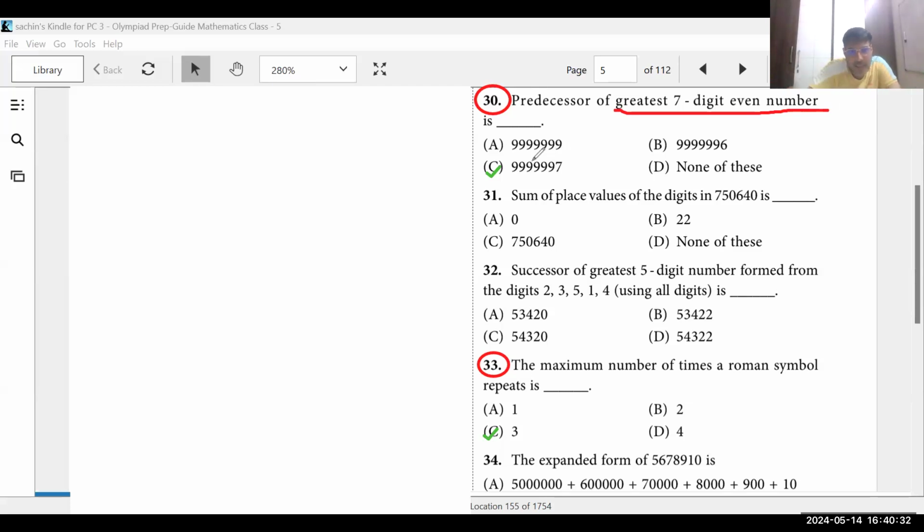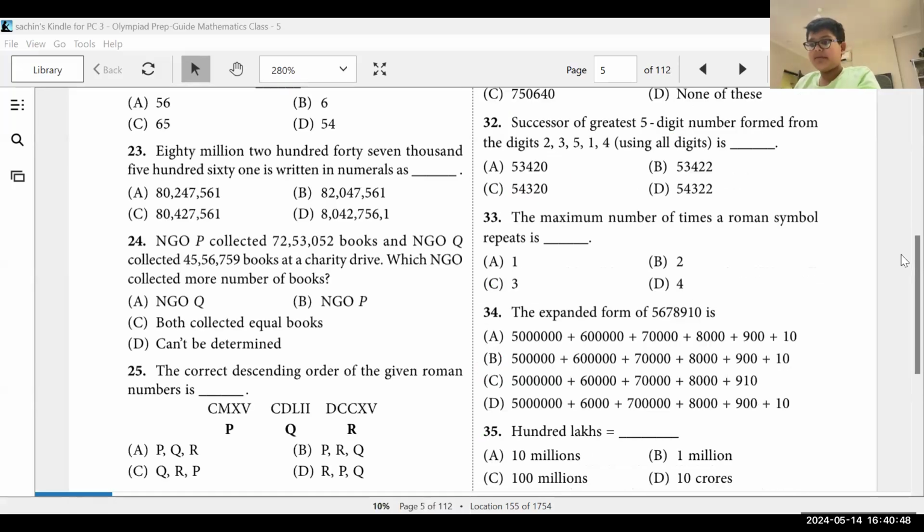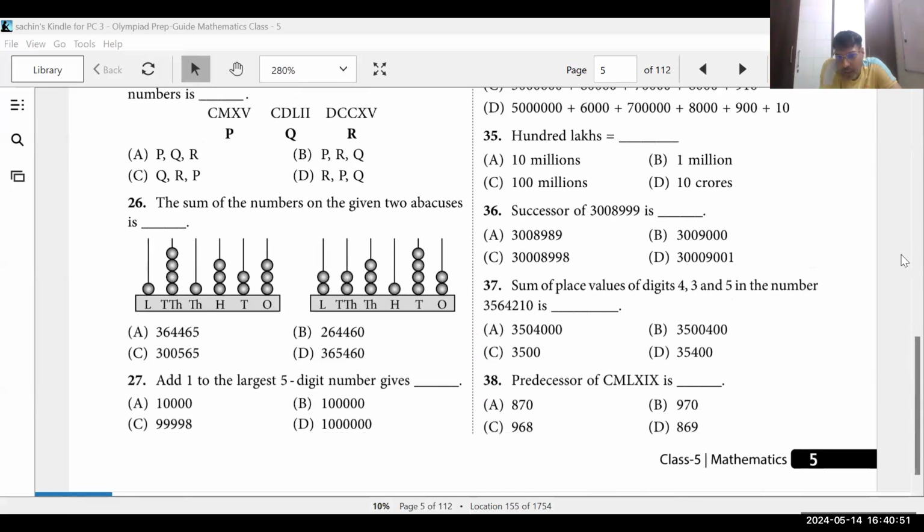So what is the greatest 7-digit even number? All nines and at the end I will have 8. So you subtract one, you will get this. Understood? Understood, guys? Yes, sir, understood. So do the 37th and 35th question. 35th and 37th. So after that, if there is time, I will show you a story. So do it fast.